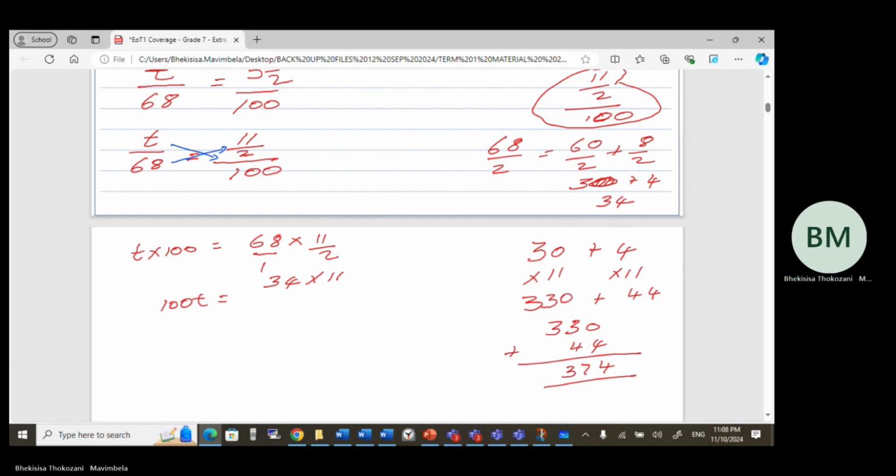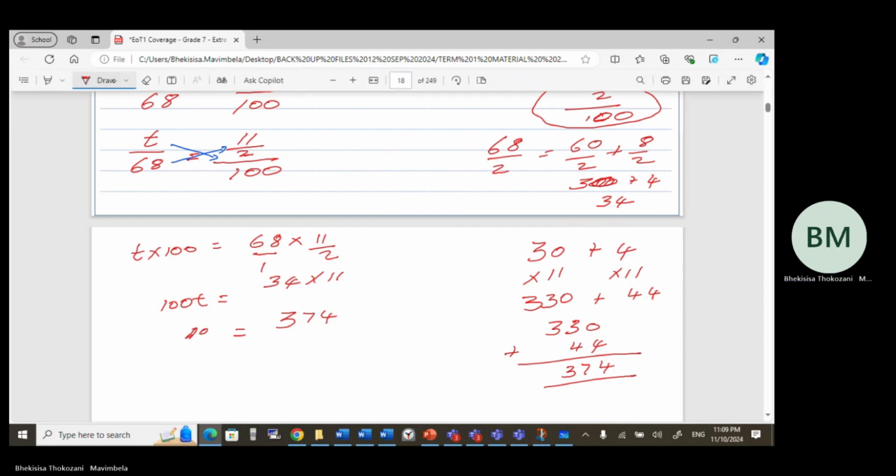Now you bring your answer here, 374. This is 100T. You remember this one here. So we have 100T. Now you divide both sides by 100, because we want to find the tax, which is T. 374 divided by 100.